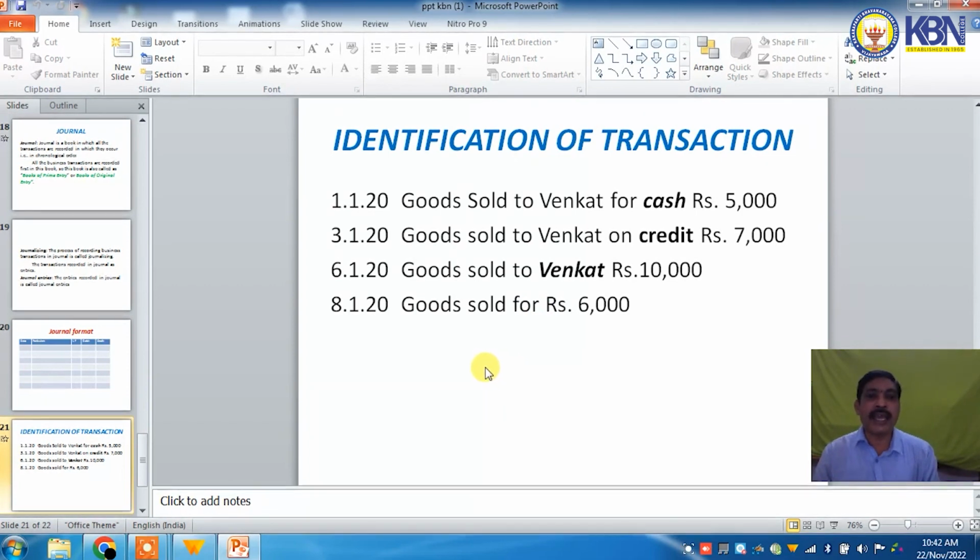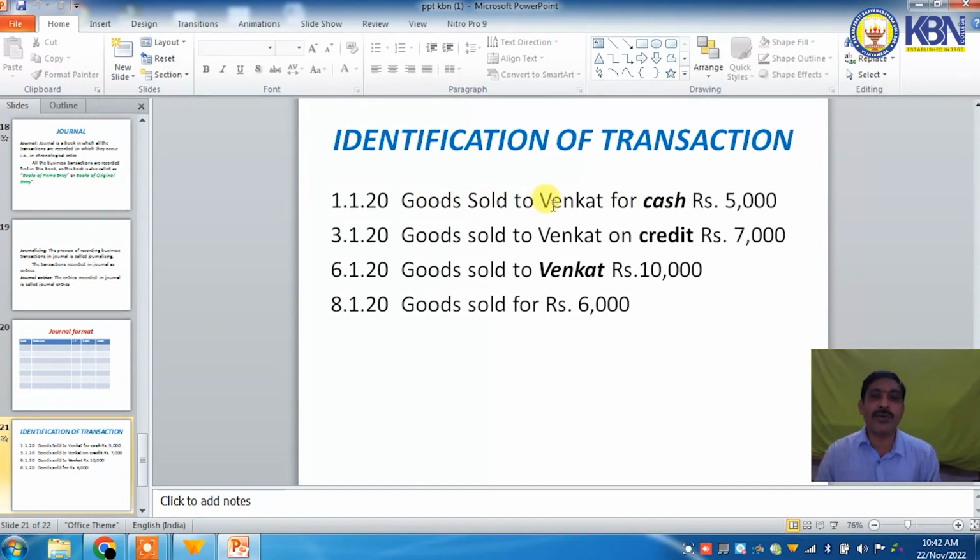the transactions are classified by which accounts are involved in each transaction. Suppose goods sold to Venkat for cash, it is a transaction. In this transaction, goods is a real account, cash is a real account. Both are real accounts, so apply the real account rule: debit what comes in, credit what goes out.